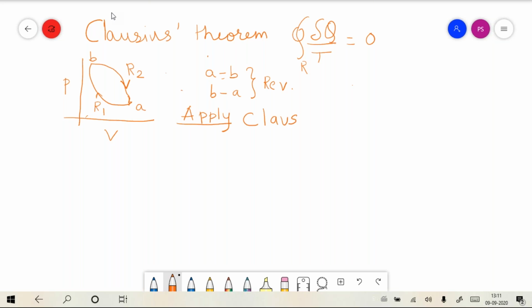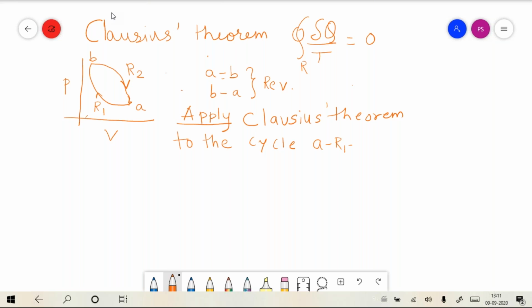Let me write down this. I am applying the Clausius theorem to the reversible cycle A R1 B R2 A. Okay, I am applying the Clausius theorem to this reversible cycle A R1 B. So what is that application?